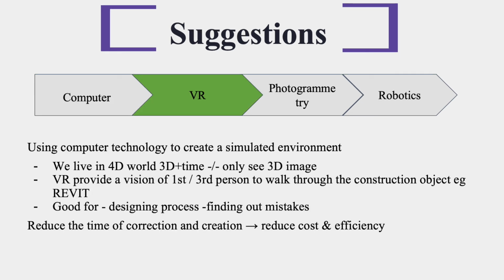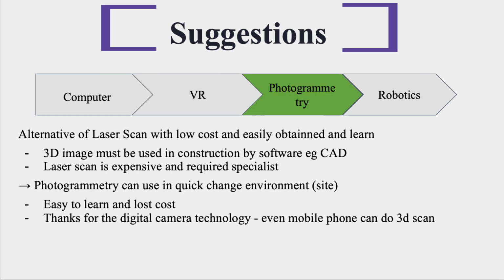And the second one is the VR. We can use the VR to provide a first or third person point of view to work through the construction project. It's good for the design process and finding mistakes, and the designer can have a real-time image of the buildings. We can reduce the time of the correction and the creation, reduce the cost and increase the efficiency.